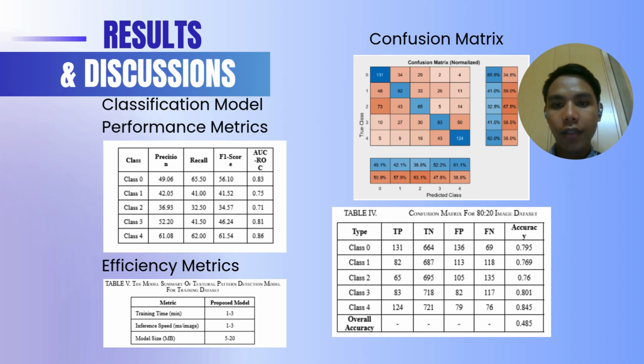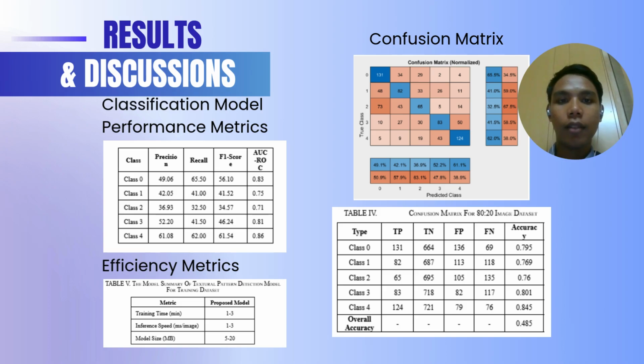Below that, you can see the efficiency matrix, where the measurements would be training time, where our proposed model should be in between 1 to 3 minutes. The inference speed should be between 1 to 3 milliseconds per image. And lastly, the model size should be between 5 to 20 megabytes.